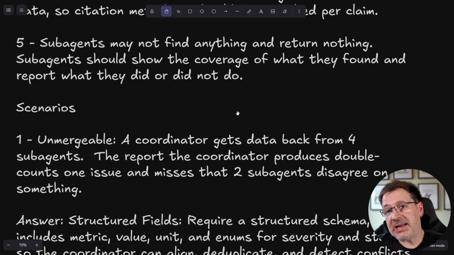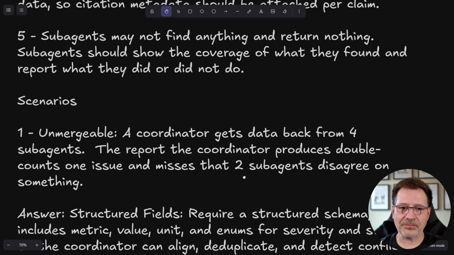And last but not least, subagents may not find anything in particular. They may return nothing at all. And if that happens, is that really that we didn't find anything, or was there an error, or did something else occur? So subagents should show the coverage of what they found and report what they did or did not do. This is important because it forces them, even if you get no specific answer back from that subagent, to explain what it is that it did to get to that no answer scenario.